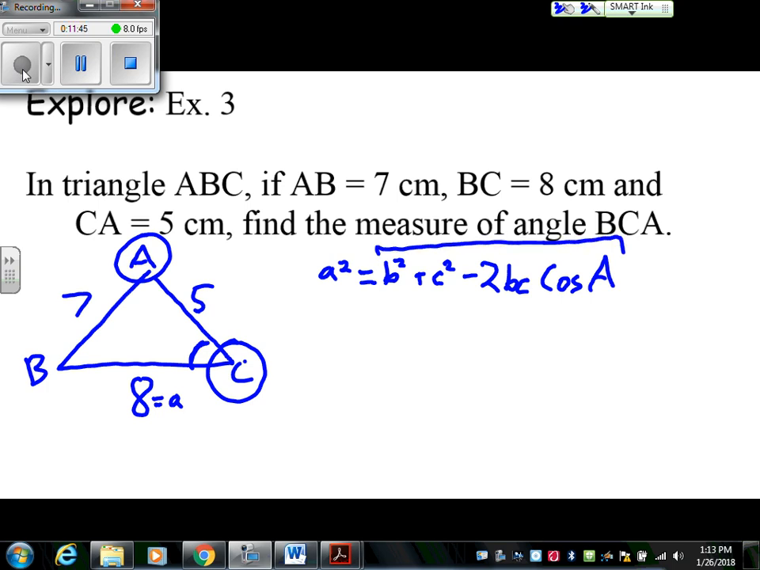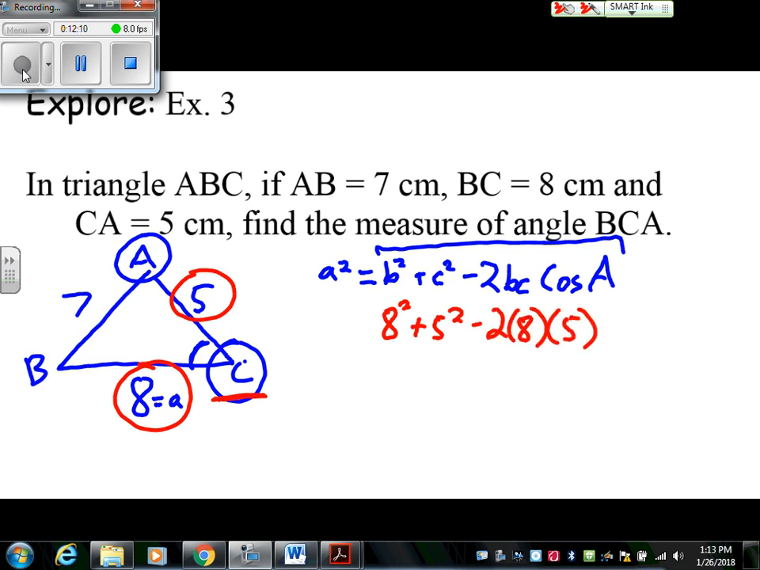However, in my formula, we need to remember that everything on the right side are two sides and the included angle. And the two sides that I have that have an included angle, or an angle at least that I'm looking for, since I'm looking for angle C, or BCA, the two sides that include it are the 8 and the 5. So that means that 8 and 5 have to be my b and c. So 8 squared plus 5 squared minus 2 times 8 times 5 times the cosine of the angle I'm looking for.